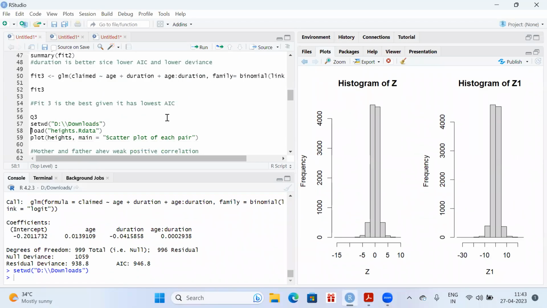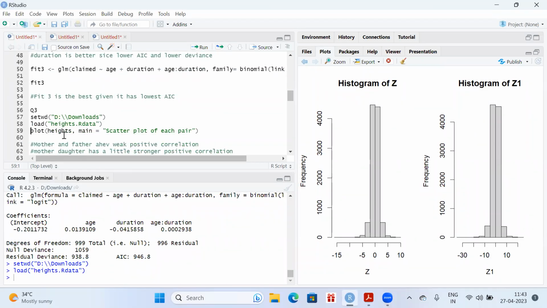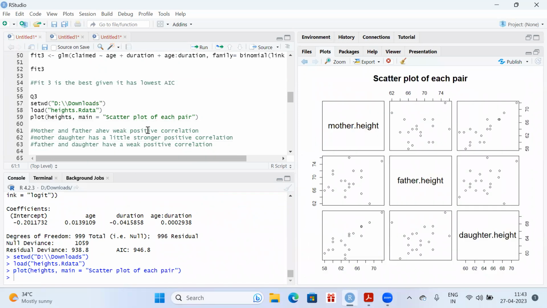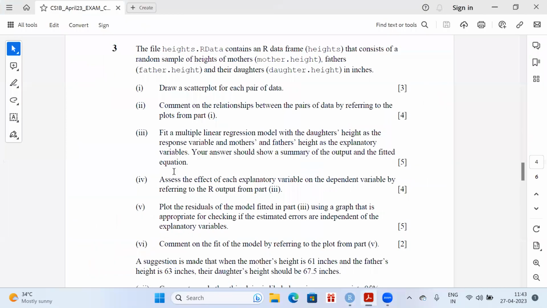So again, load the heights.r data, and you can just directly plot heights, main equals scatter plot. So you get a scatter plot out here, which is plotting the correlation between each of them. If you see, mother to father is a weak positive correlation. Mother to daughter is a little stronger positive correlation. Father to mother is similar. Father to daughter is also a positive correlation, but a weak positive correlation. Okay, so we have these three observations from here.